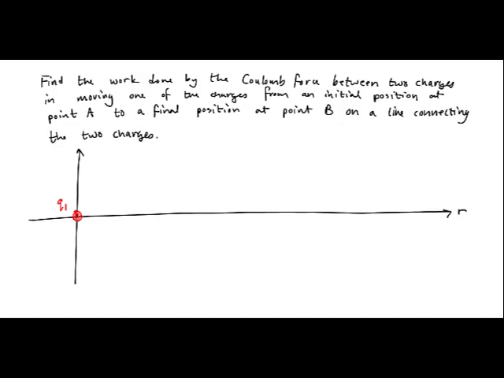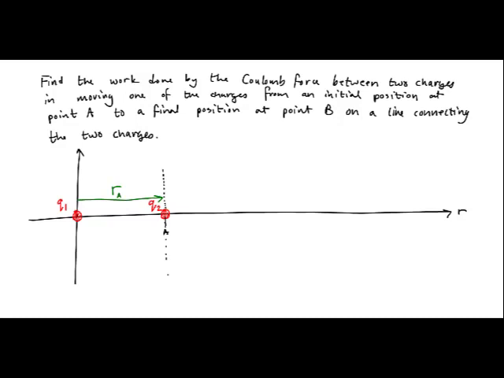Let's now position a second charge on this line. The second charge, which I will label as Q2, is located at point A relative to the first charge. So point A, I will signify its location with a position vector, which I will label as R sub A.